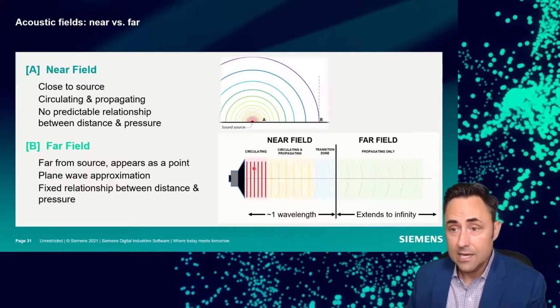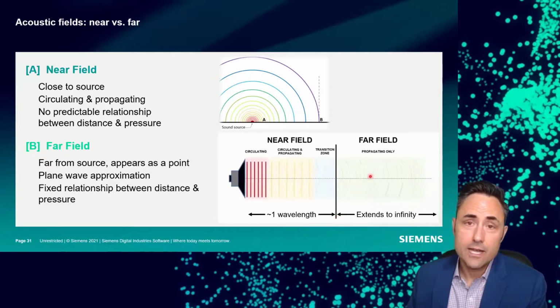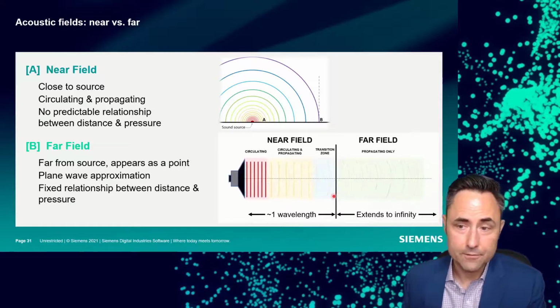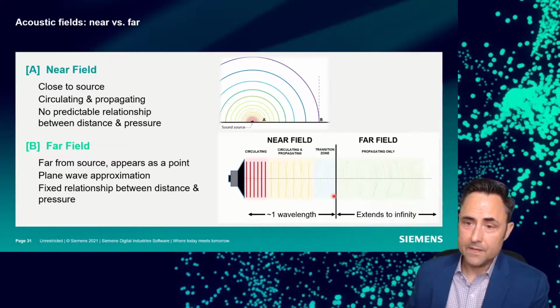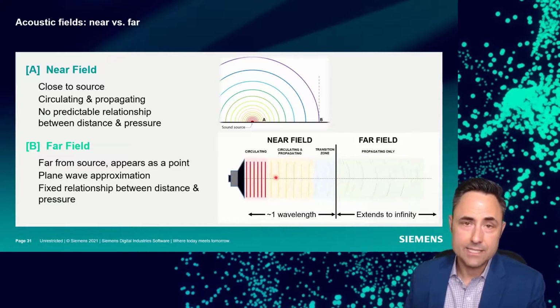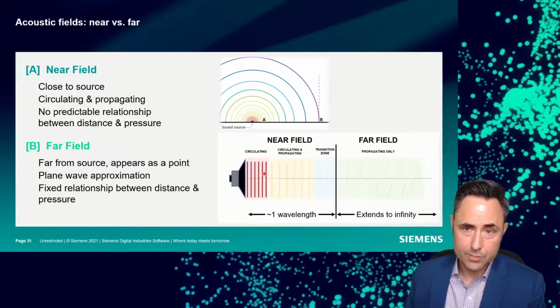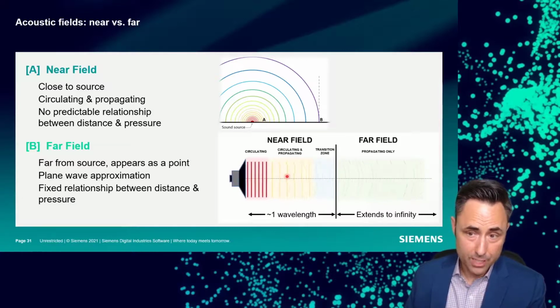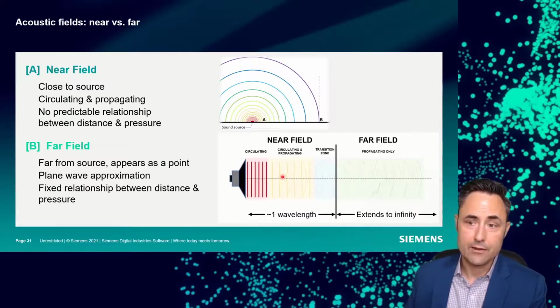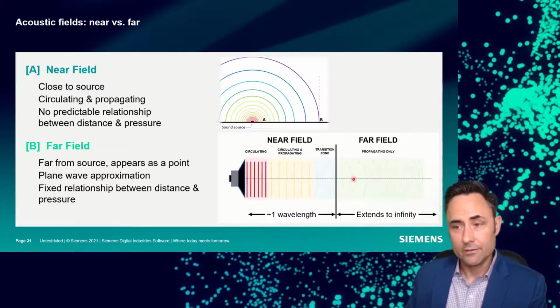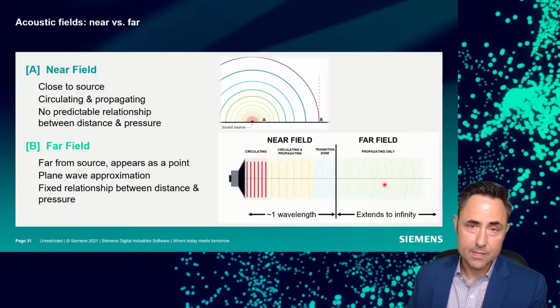Okay, so this transition from near to far is a function of frequency because it has to do with the wavelength or the physical size of the sound wave. Okay, but this circulating and propagating mix is what makes it impossible for us to predict, well, if I move over here, I'm going to predict that I'll measure this pressure. It's too complex a sound field, and so we can't really get away with that in here. Out here, we can make that assessment because it's much simpler sort of dynamically.